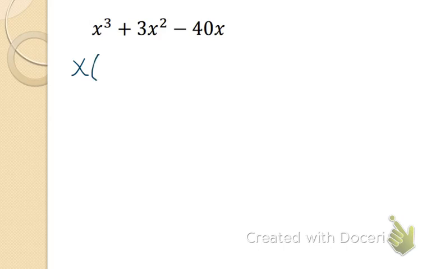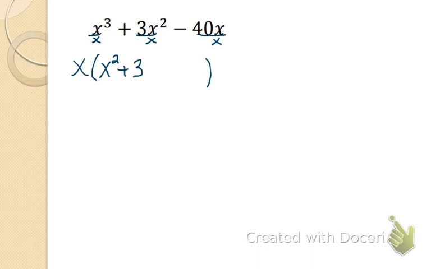So this, again, is exactly the opposite of distributing. So we're taking out an x from here, from here, from here. X cubed divided by x, x squared.